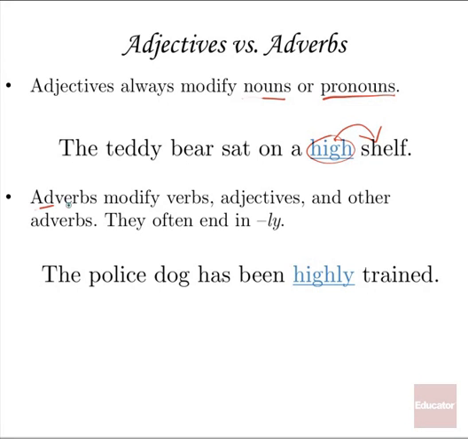Adverbs, however, they modify verbs, adjectives, and other adverbs. We'll cover them in detail in a later lesson, but for right now, all you need to know is they modify these other parts of speech, and they very often end in ly. That's often a tip-off that you're dealing with an adverb. So in this case, the police dog has been highly trained. That is an adverb. It modifies trained, or rather has been trained, which is a verb phrase. It's modifying a verb, so it's an adverb.